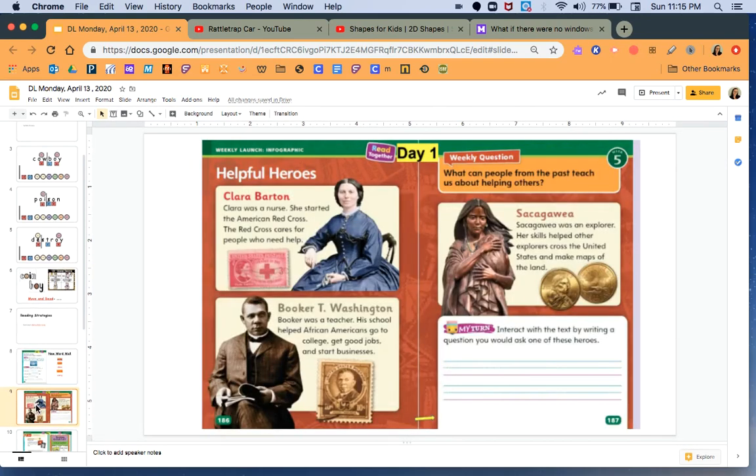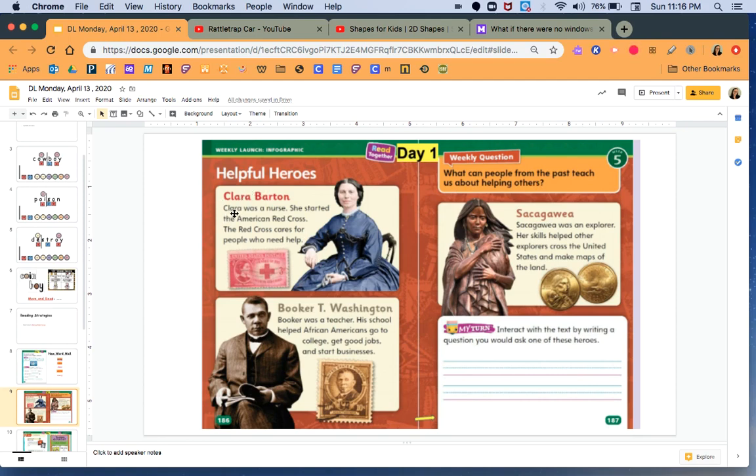Okay. So this week we are going to be talking about biographies again. We have one more week of biographies, and then we're going to switch into our next unit. And so today I'm going to just read you a little bit about 3 famous people that were really important to our world and our country.